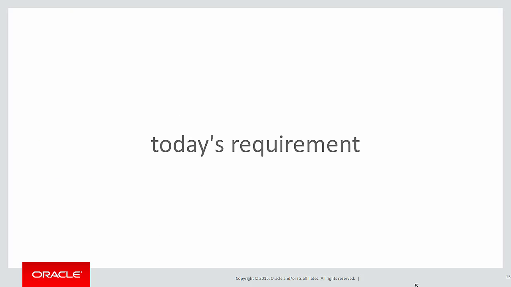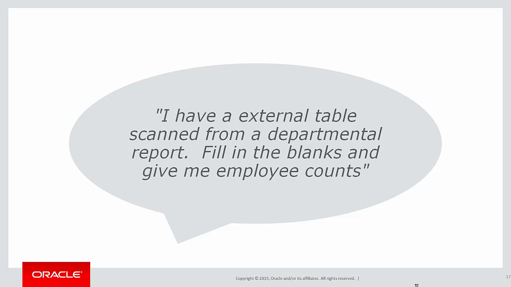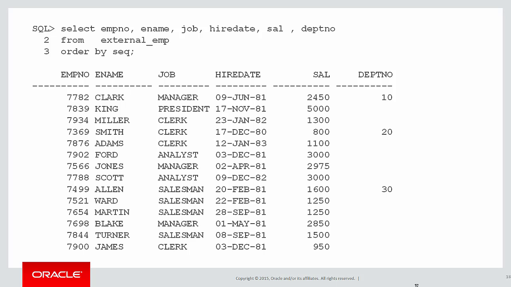Today's requirement is we're going to revisit a similar example we did in the windowing section. That is, I have an external table scan from a departmental report, fill in the blanks and give me the employee counts. So here is our raw data, and as you can see, at the right, the department number, because it's been scanned in from, say, a formatted report, it has some nulls, and the intent is that the department number should simply flow down through the table, filling in blanks as we go.